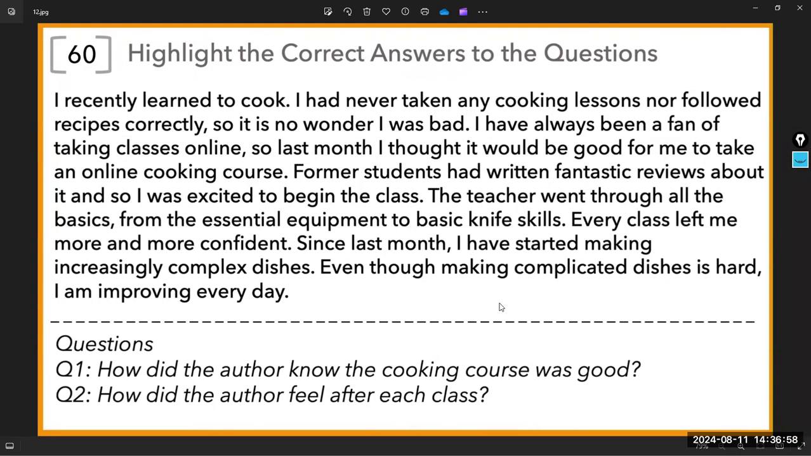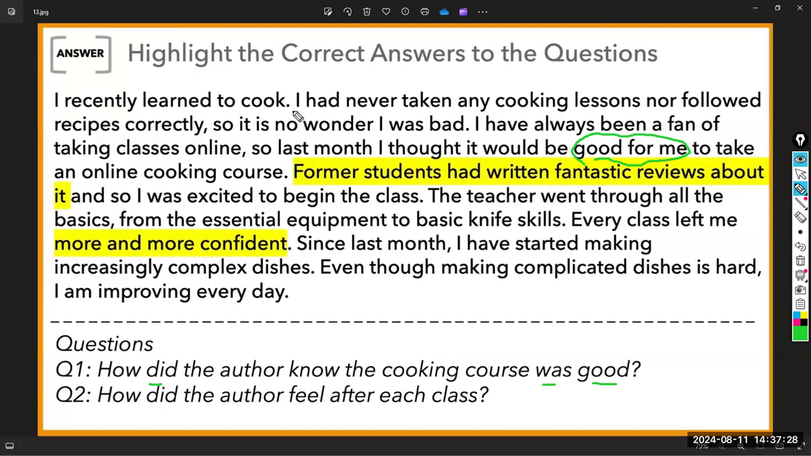Okay, guys, so time's up. Now, these are the correct answers of these two questions. So the question is saying, how did the author know the cooking course was good? How did he know that it was really good? So this is it, "good for me." This is the keyword I have to search. And absolutely, I have to read the full sentence.